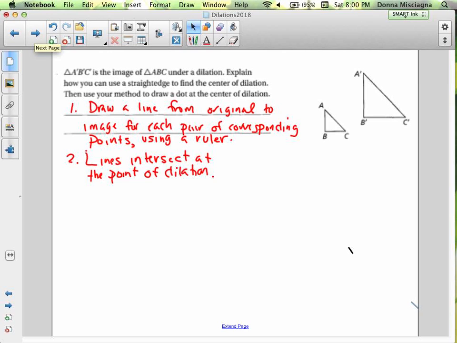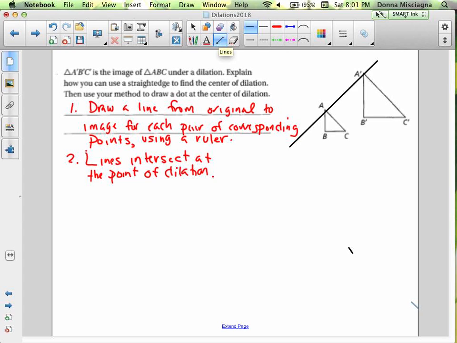So you're just going to draw a line from the original to the image for each pair of corresponding points. I'll just use a black line. So go from the image to the original. The original is going to be closer, because my image is larger. And then I do the same thing with B.